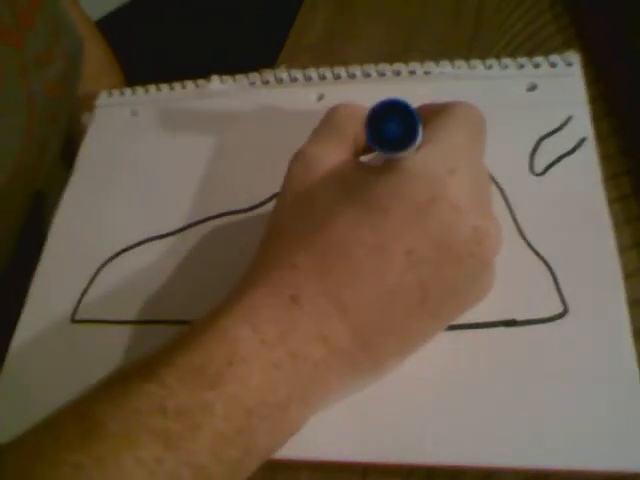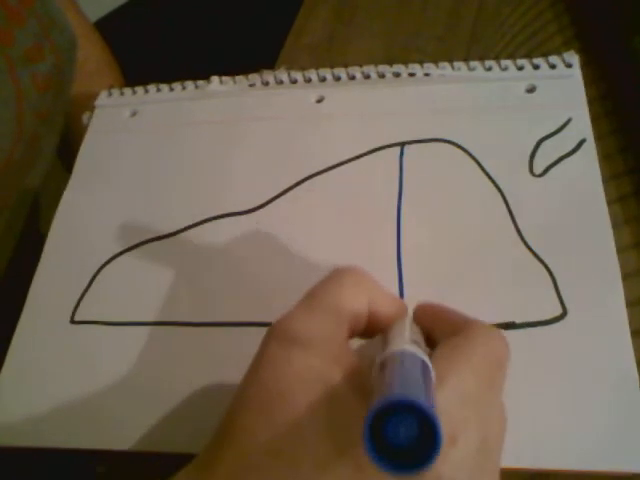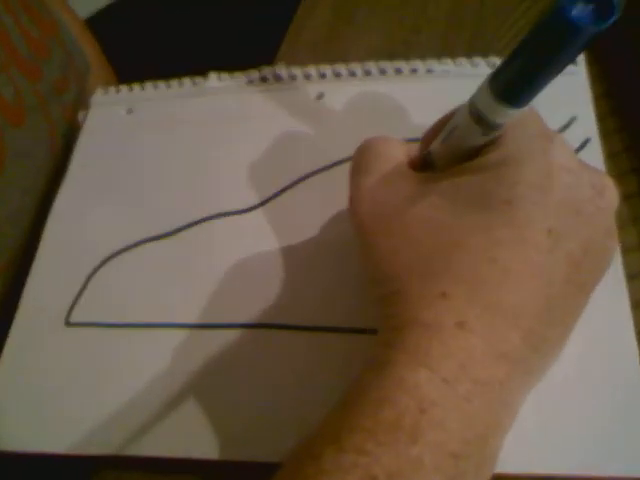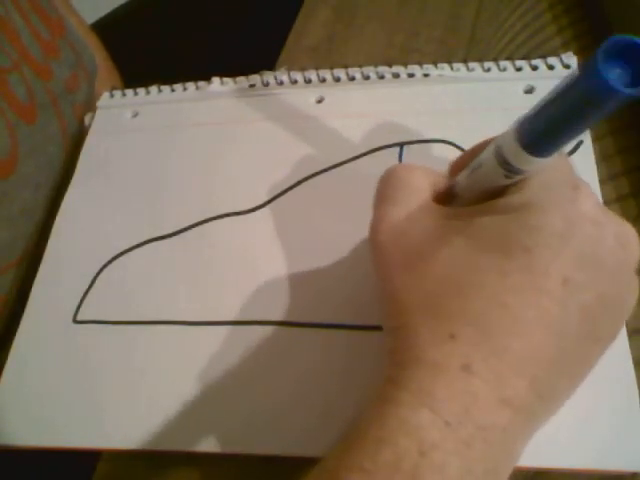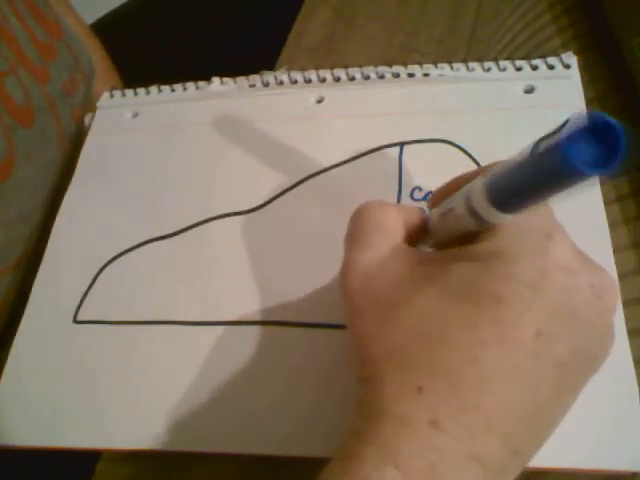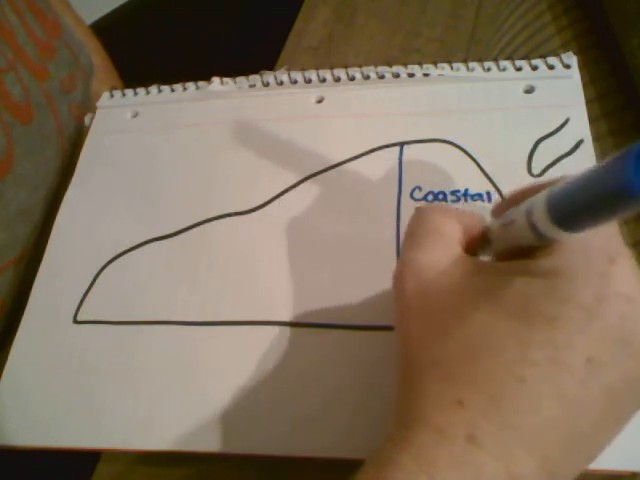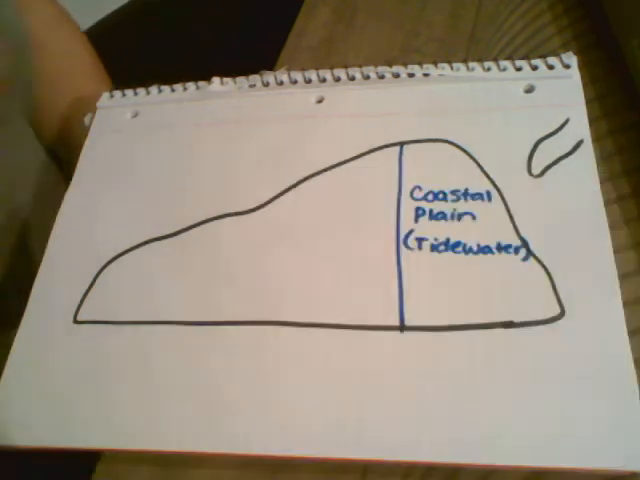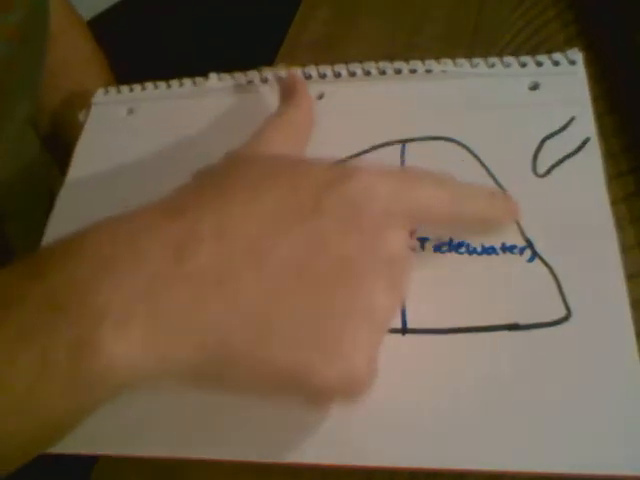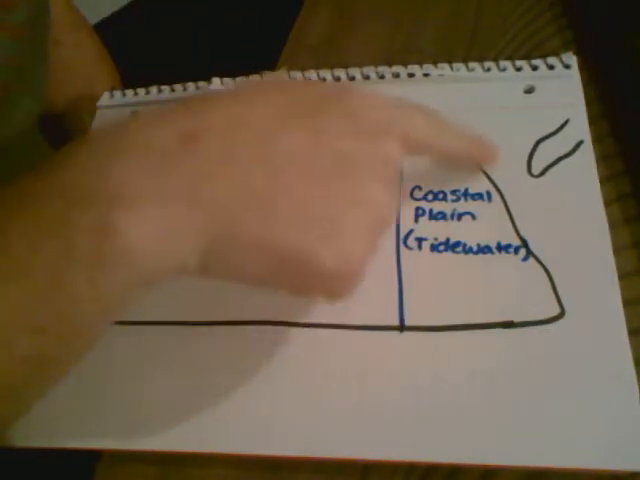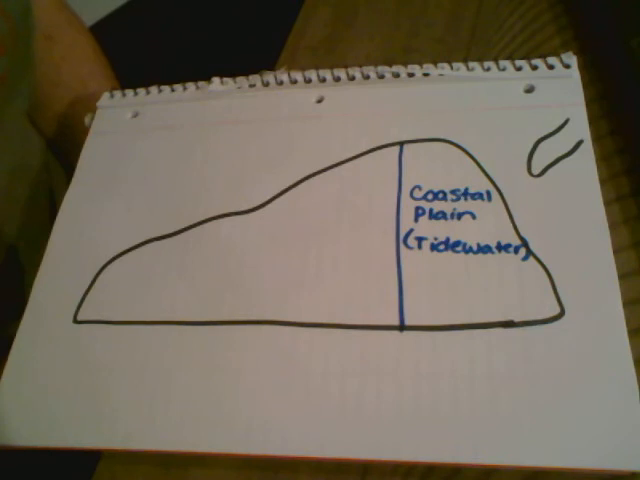So the first region, I'm just going to draw a little line right here. And this region is called the Coastal Plain. Another name for this is the Tidewater. And if you notice, the Coastal Plain is right on the east coast where the Chesapeake Bay and the Atlantic Ocean are. So we call that the Coastal Plain.